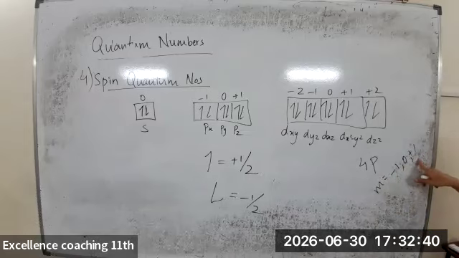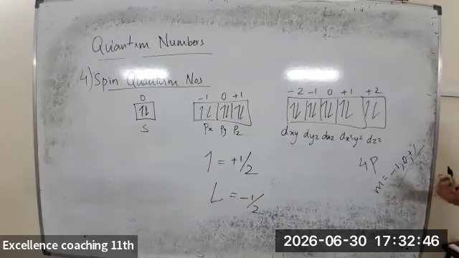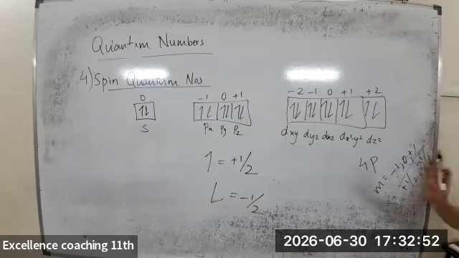-1, 0, +1. So these are the values, okay? And if I speak about the spin quantum number, it can either be plus half or minus half. This type of question is very simple, okay?